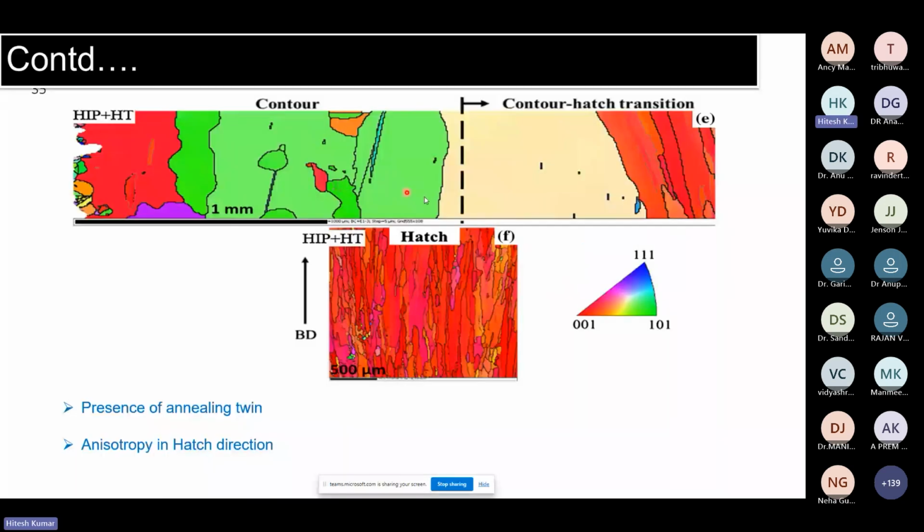These are some good microstructures in which we are going to get some annealing twins. Basically, two types of twin structure are mostly present inside a material: one is called annealing, another is deformation twin. During deformation, if some twins form, those are called deformation twins. These are basically anisotropy inside your material.